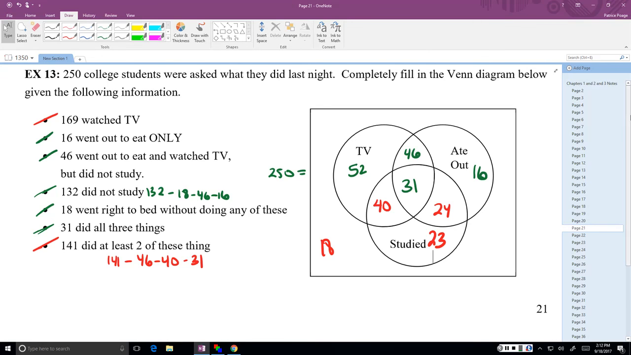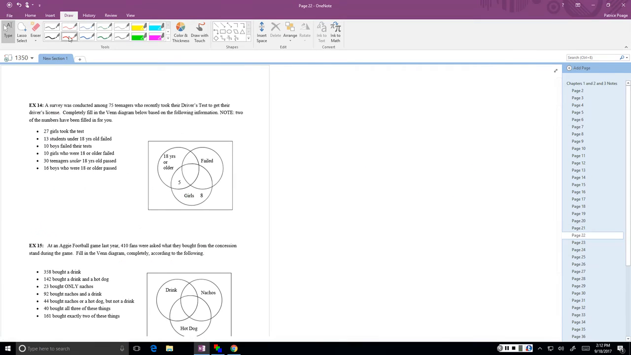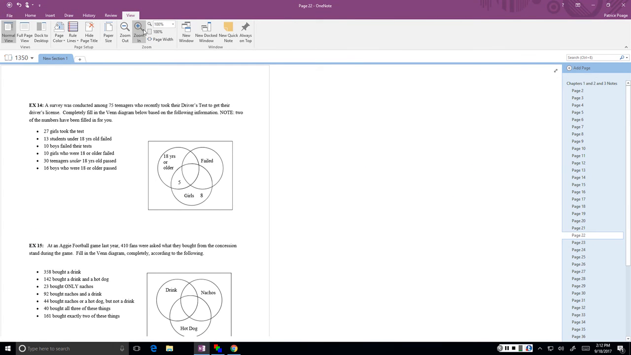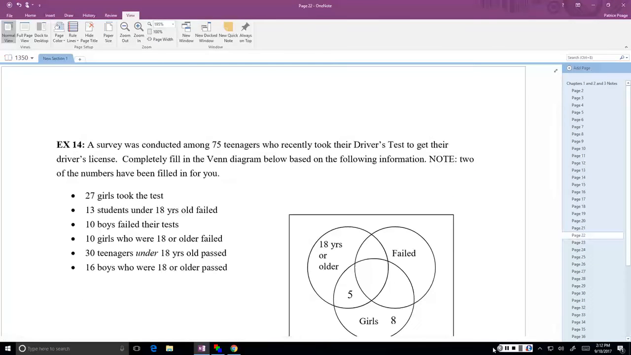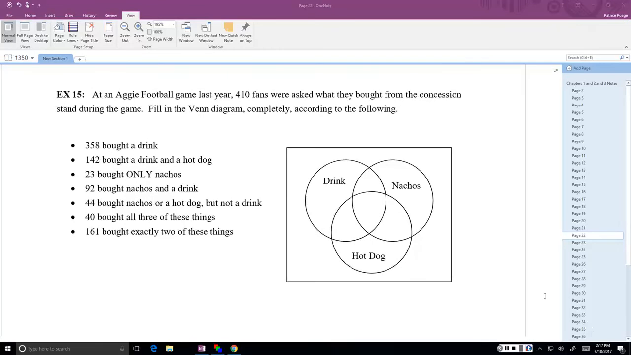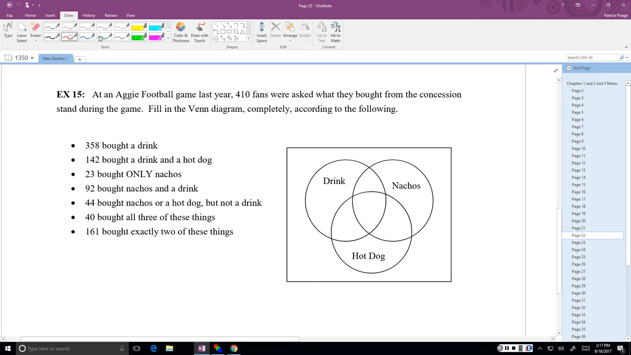Okay, so this next page, we got 2 more. I want you to do example 15 first, and I want you to try it on your own. Okay, so I'm going to pause. All right. So an Aggie football game last year, 410 fans were asked what they bought from the concession stand. So this whole thing is going to add up to be 410. That doesn't count as one of your numbers, correct? Sorry. 358 bought a drink. So if we add up all the drink circle, we'd get that.